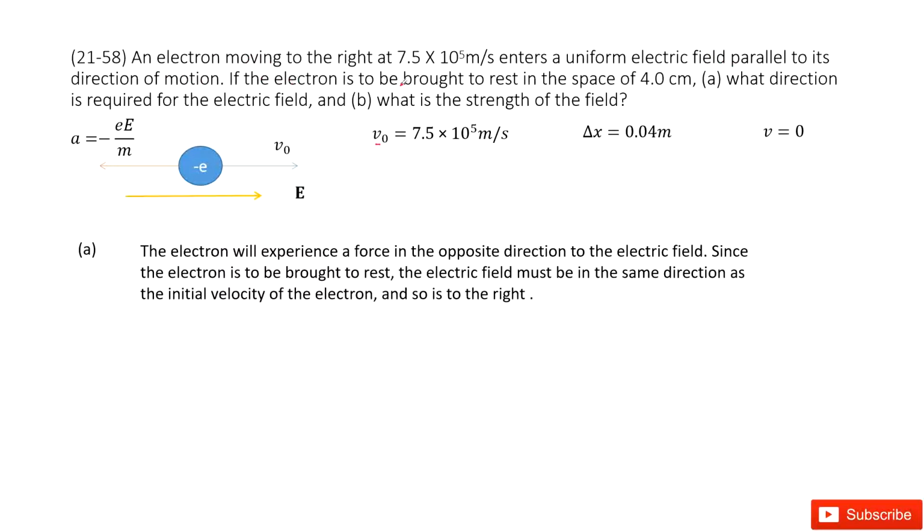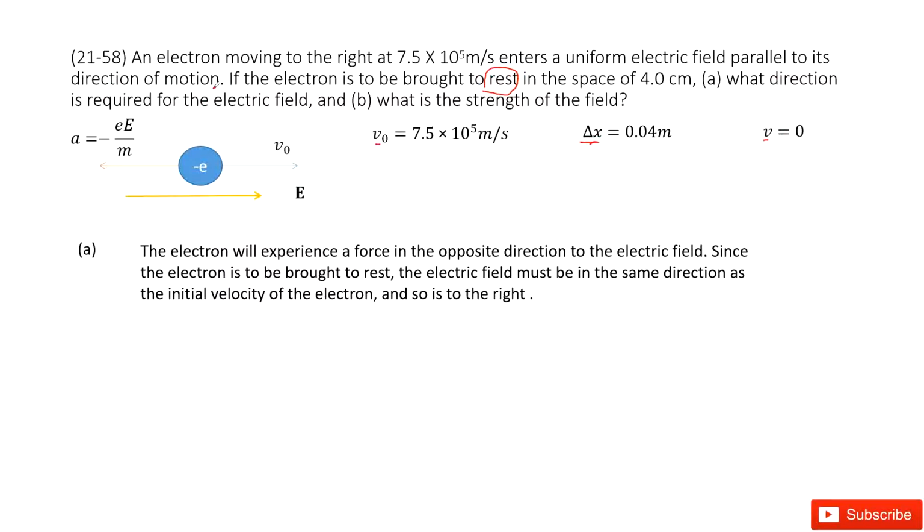This electron just slows down and comes to rest, so the distance traveled, delta L, we can write there, 0.01 meter. And the final speed we write as 0. The first part asks what direction is required for the electric field.